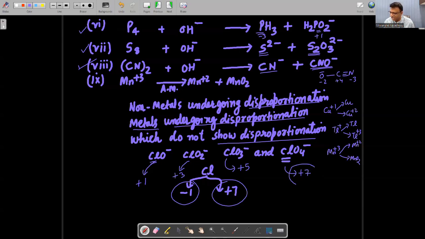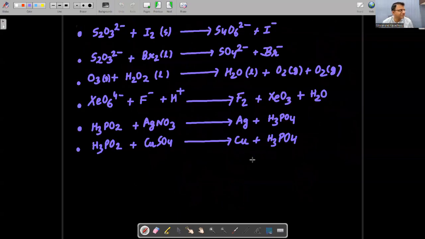So +7 is the highest oxidation state. It cannot be further oxidized, right? That's why ClO4 minus does not undergo disproportionation, and we can say that Cl minus ion does not undergo disproportionation because it is the lowest. After this, further reduction is not possible. Here they can oxidize as well as reduce. So these three chemical species will undergo disproportionation reactions, and these are a few reactions which are given in NCERT.